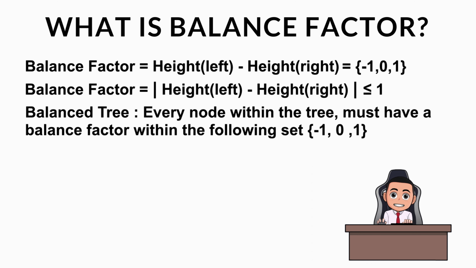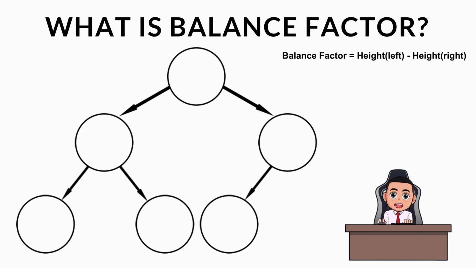Alright, now that that is out of the way, let's take a look at an example. Let's say I'm given the following tree, and I want to calculate the balance factor of each node. Let's start from the bottom and go to the top. Here, what is the height of the left subtree? Well, the left side of this node is empty. So the height of the left subtree is -1. What's the height of the right side? Well, this is also empty.